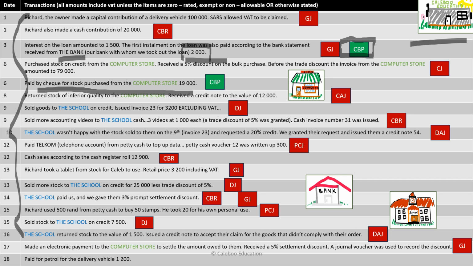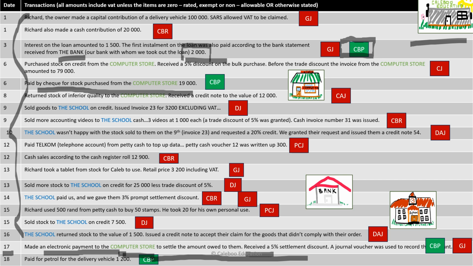Another transaction we will look at. Then it looks like we made an electronic payment, an EFT, to the computer store to settle the amount of money that we owe to them. So we're going to have to check on the 17th all the transactions relating to the computer store to see how much we're paying to the computer store.